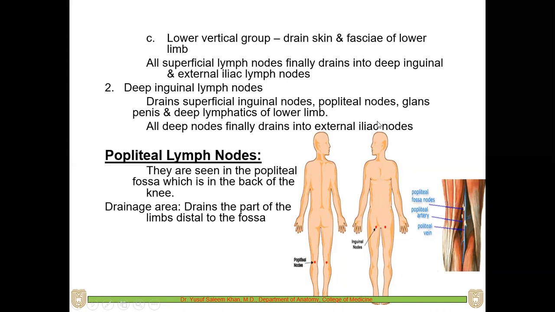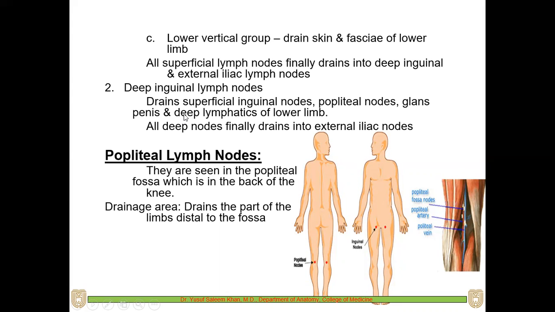Then the popliteal nodes, then the glans penis. The glans penis is the anteriormost part of the penis. Then the deep lymphatics of the lower limb. All the deep lymphatics of the lower limb will be drained by the deep group. The superficial group will be draining the skin and the fascia. But the deep inguinal group of lymph nodes will drain the deep part of the lower limb along with the glans penis, popliteal nodes, as well as all the superficial inguinal group of lymph nodes.